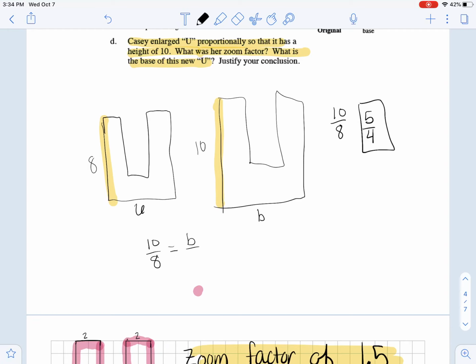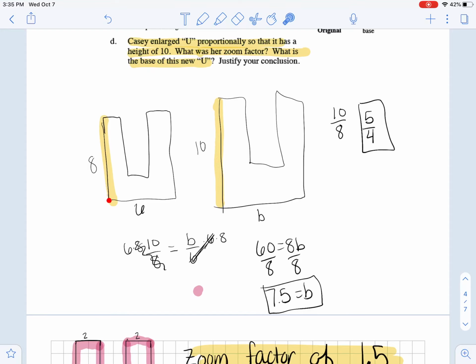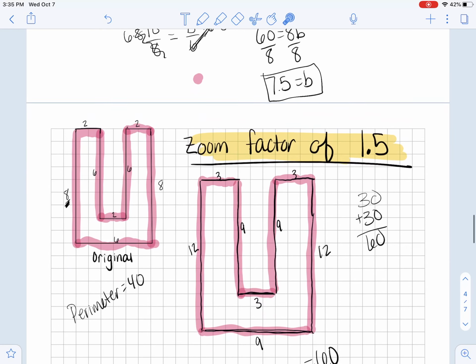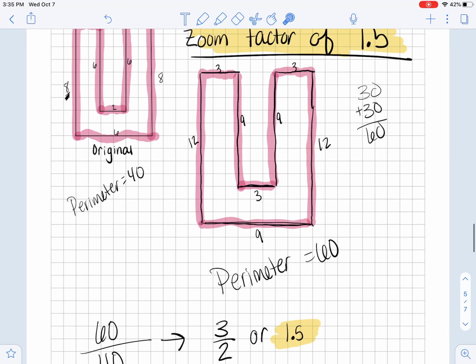equals b over 6. And then I'm going to multiply both sides by 6 times 8. My 6's are going to cancel, 8's are going to cancel, and I'm going to get 60 equals 8b. And when I solve that, I think I get a decimal value. Yeah, I divide by 8 and I get 7.5, which is fine. I can have 7.5 units for the base. Okay, again, I'm using proportions. I'm comparing like things. I did 10 over 8, so then I do b over 6 to solve. I'm still interested in this perimeter, though. I wonder if that's always the same.